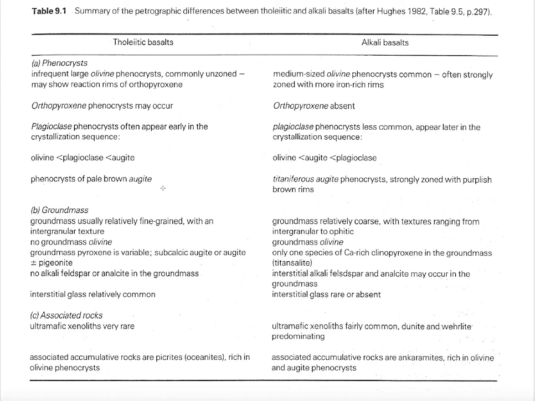So in the tholeiitic basalts, we have phenocrysts of pale brown augite. And in the alkali basalts, we have titaniferous augite phenocrysts, strongly zoned with purplish brown rims. These are the things when we are looking at the phenocrysts. Then the groundmass in the tholeiitic basalt is usually relatively fine-grained with an intergranular texture.